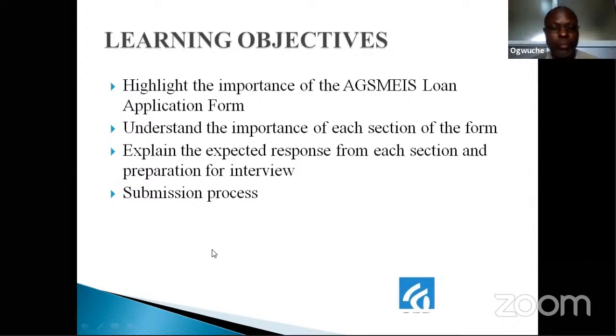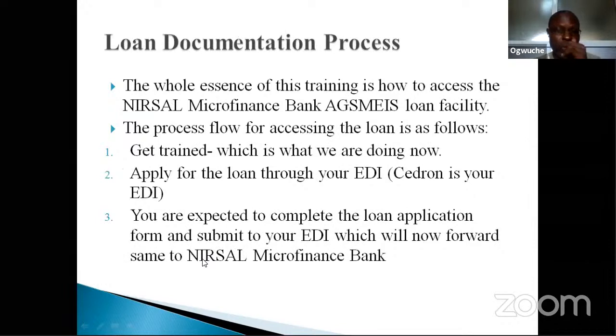Okay. Right. So loan documentation process. So we'll now look at the loan documentation process. As I said earlier, the whole essence of the training is how to assess the NASA Microfinance Bank AGNIS loan facility. That is the whole essence of this training, because this training is mandatory. It's one of the mandatory things that you need to do before you can apply for the loan. The second one, of course, is the business plan. So those are the two most important things that you need to do. Get a training and then develop a business plan.